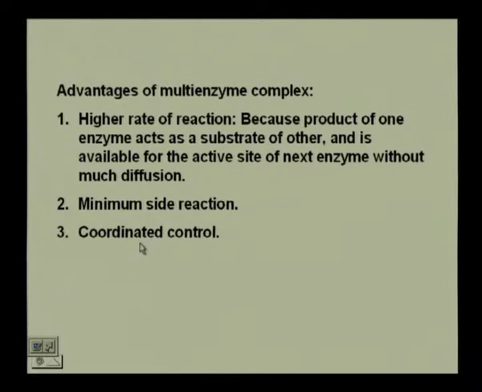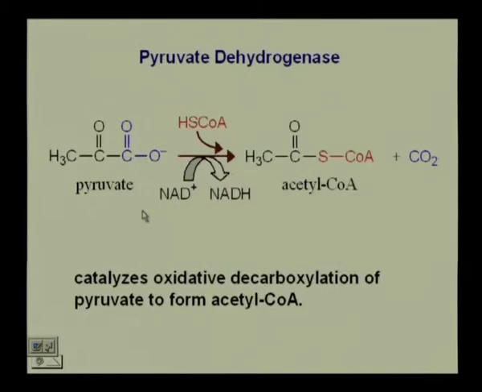We also have minimum side reactions and, which is most important, coordinated control of what is going on in the reaction. So, the overall reaction is pyruvate getting converted into acetyl coenzyme A with the release of carbon dioxide with this enzyme. Okay.